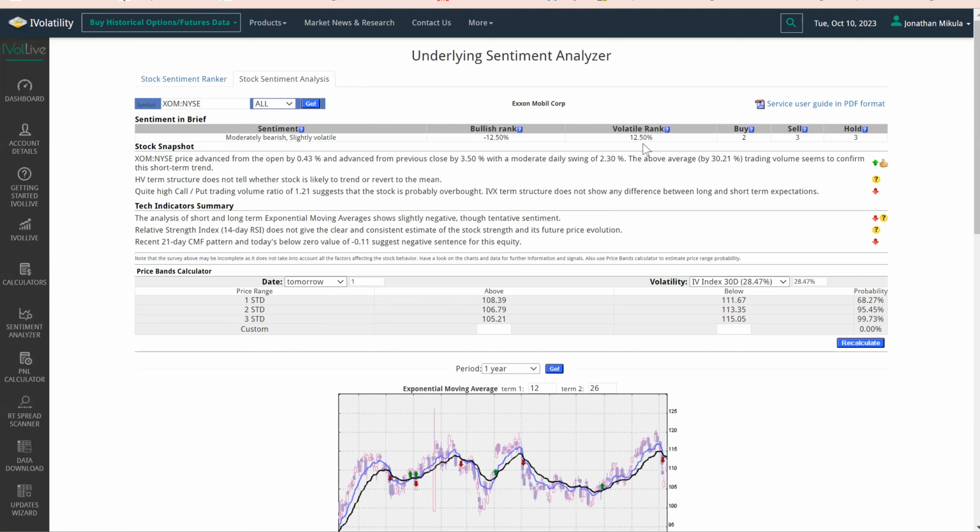And then the third item here, the way to think about this would be the 3 fundamentals, and then the 3 technicals of each name that you look at. So the third fundamental here, quite high call to put trading volume ratio, suggests the stock is probably overbought as traders have been piling into call options since the weekend. And then implied volatility term structure does not show any difference between long and short-term expectations. So this is on balance bearish, which is why we have a red arrow.